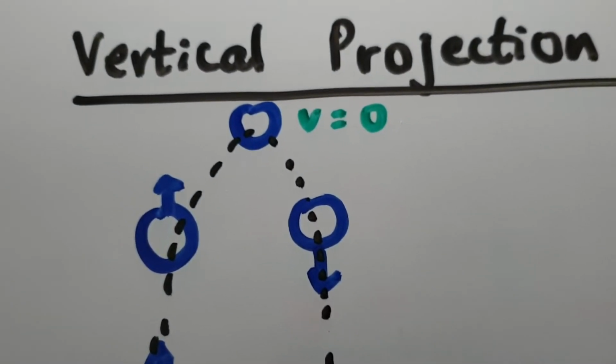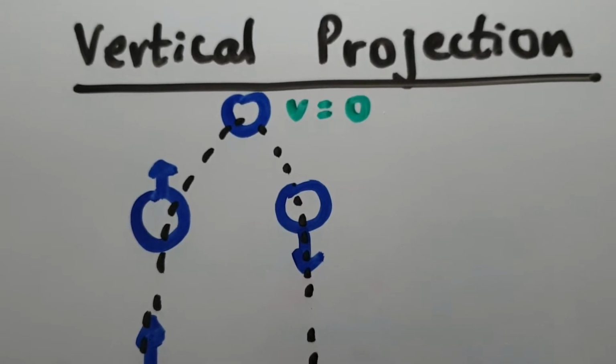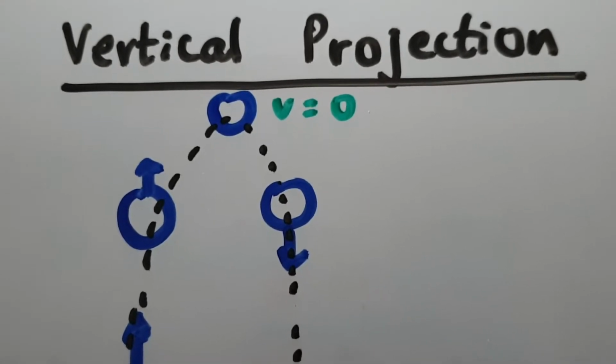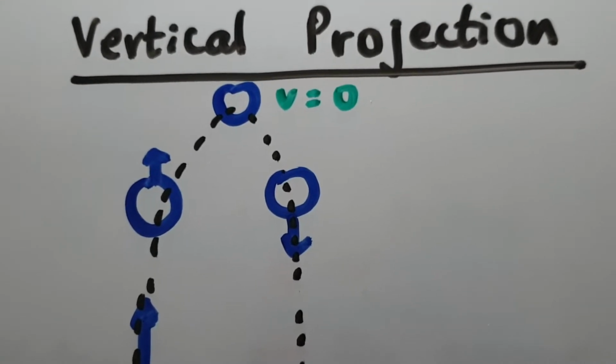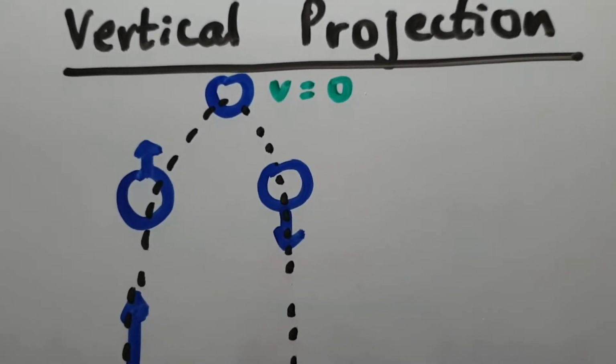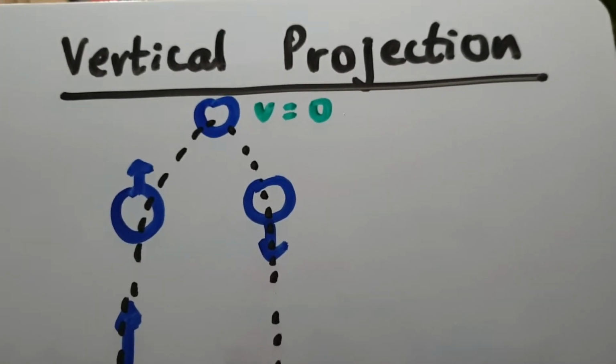Hi everybody. So this is lesson 3 and it's about objects that are either being thrown up into the air or being dropped down from a height. So we can either throw something up or you can throw something down, in other words. So that's what we're looking at.